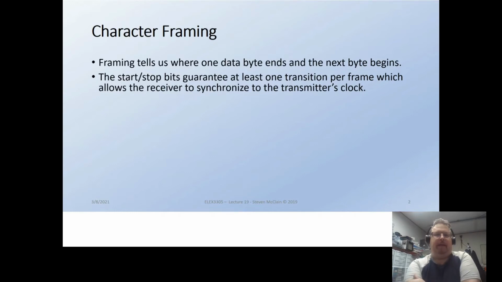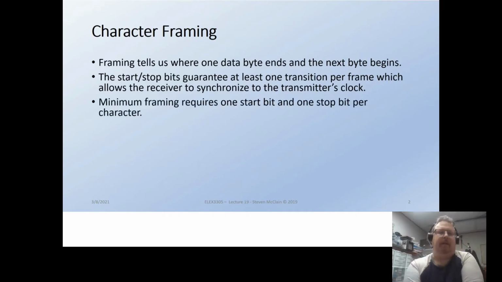And they're going to guarantee at least one transition per frame, which allows the receiver to synchronize to the transmitter's clock. And what that essentially means is the line is idle, and we're guaranteed to get at least a start bit, because we're going to get a falling line, because that last stop bit put the line high again, and we're guaranteed at least to get that falling edge.